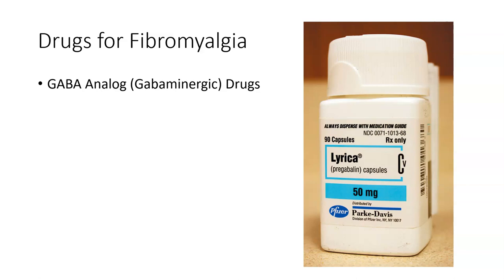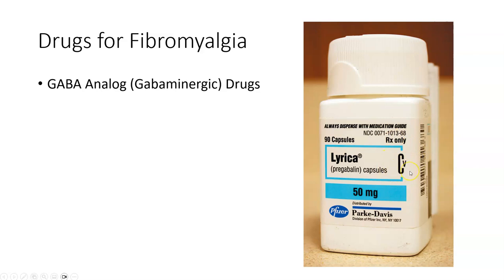Now, a lot of your GABA-minergic drugs will have GABA in the drug name. Gabapentin is one of them. That is Neurontin. These are actually often also anti-seizure medications. So we'll talk about them again. But Lyrica, pregabalin, GABA in the middle, is more for fibromyalgia, even though technically it is an anti-seizure medicine. Lyrica is the brand name.